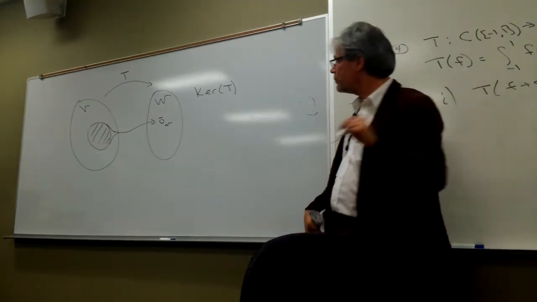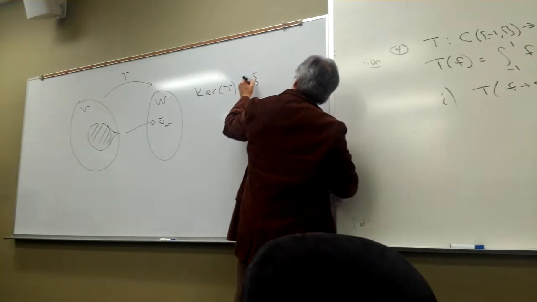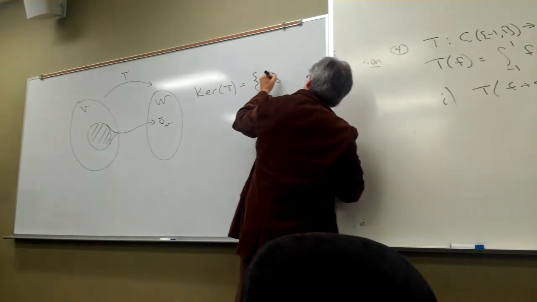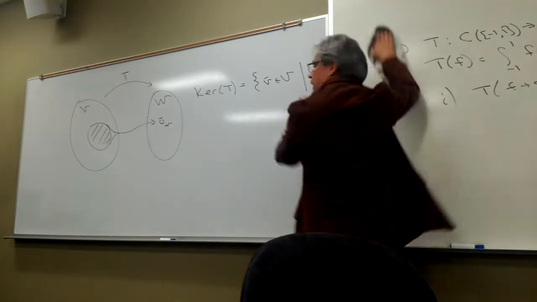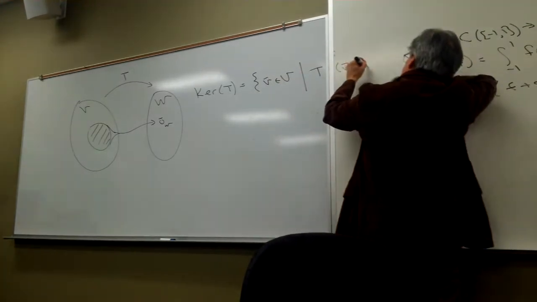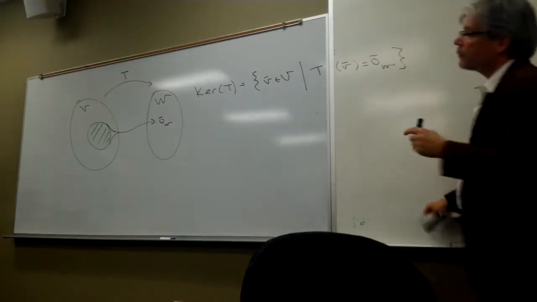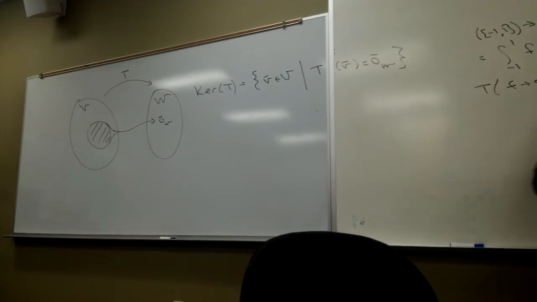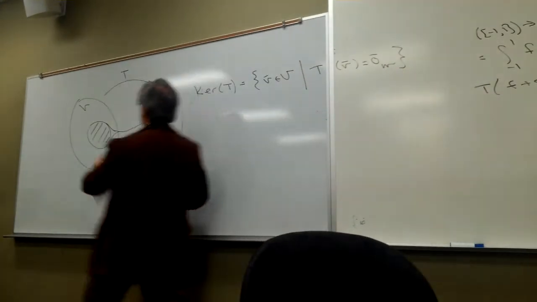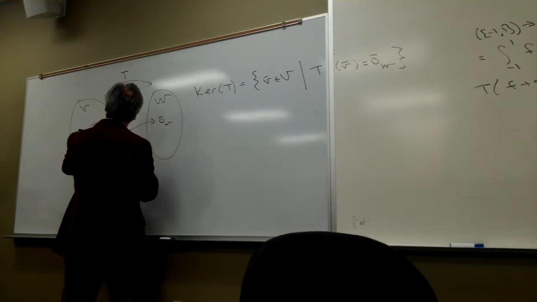By definition, the kernel of a linear transformation is a collection of vectors, the v-bars, in the first vector space such that they get transformed to the 0 element in the second vector space. And again, in English, I refer to that as the kernel of my linear transformation. I'm going to refer to the set as the kernel of T.